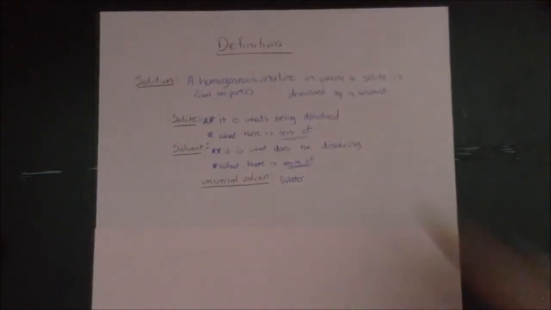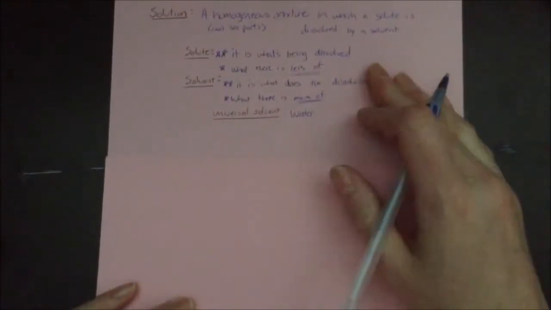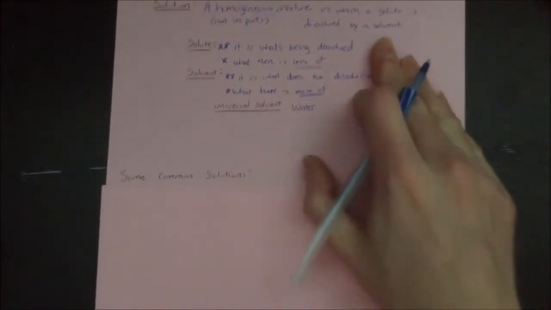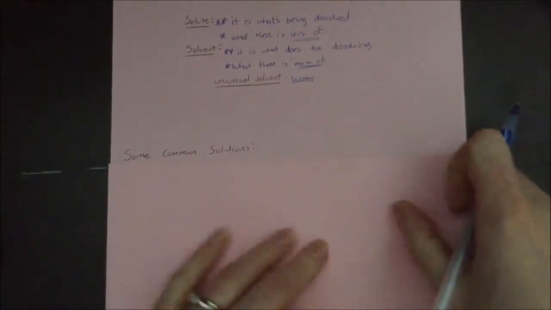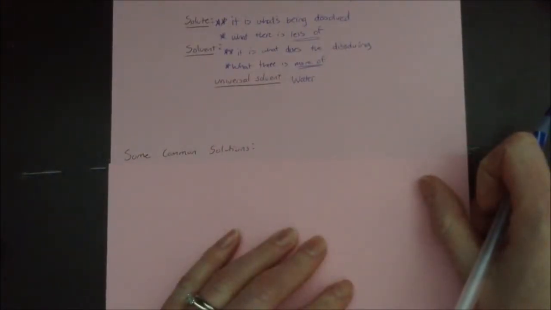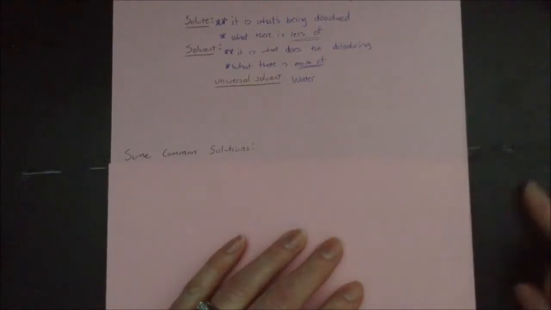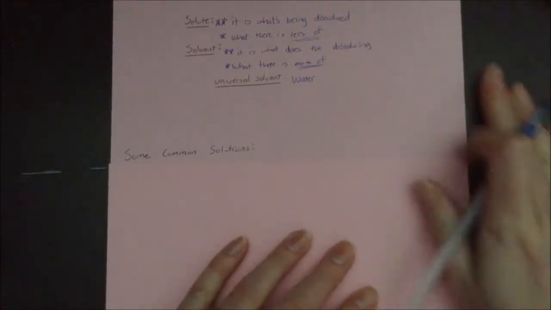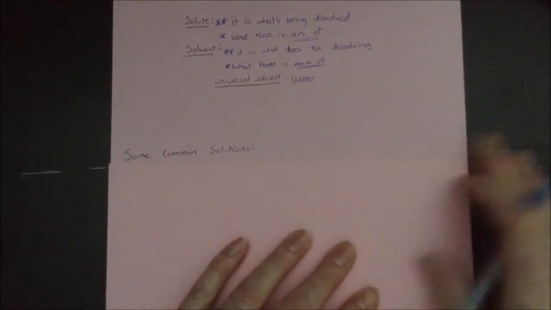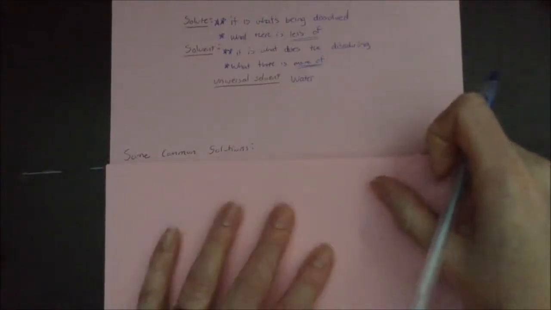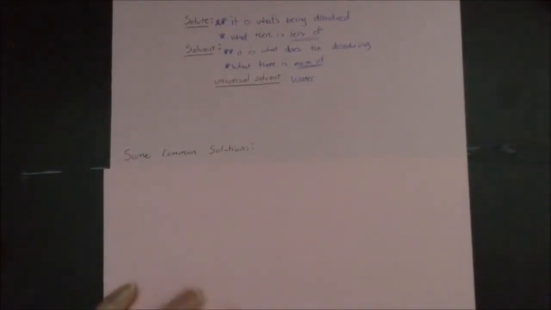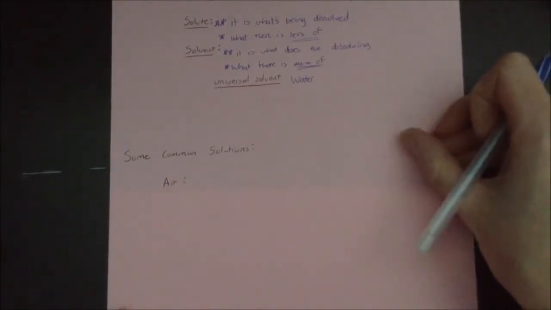Okay, so the next thing we're going to talk about briefly is some common solutions that you might come across in regular everyday life. In fact, almost everything that you can think of is an everyday solution. This table is probably a solution. I can't see the parts, and I know it's got different pieces in it, so it's technically a solution. It's a solution of solids. Brass is a solution of solids too, but here's some that we'll discuss.